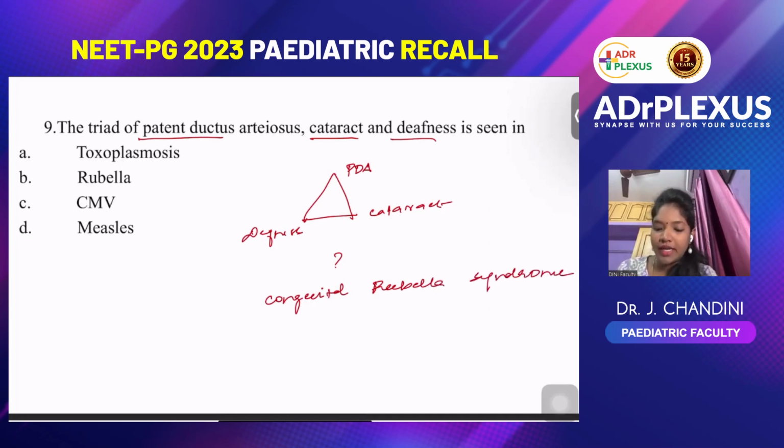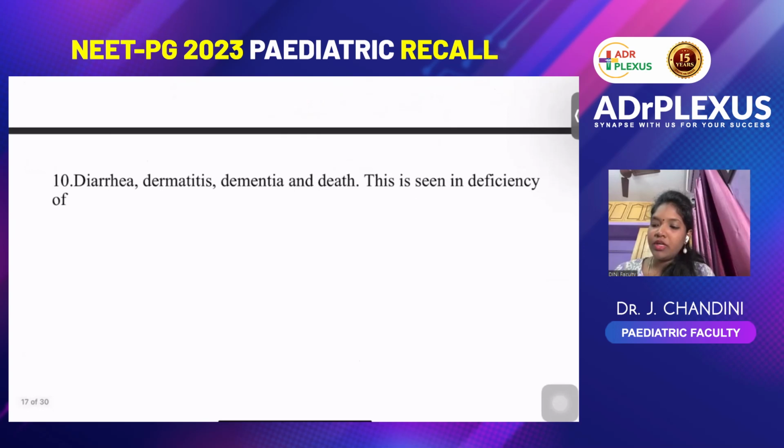So this is a classical triad of congenital rubella syndrome. So this is the answer for this question. Okay, PDA, deafness, and cataract. Now coming to the 10th question.